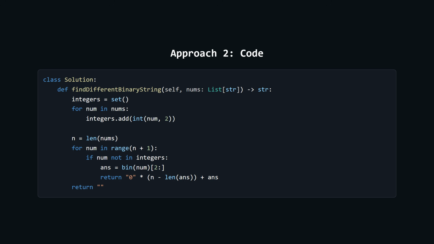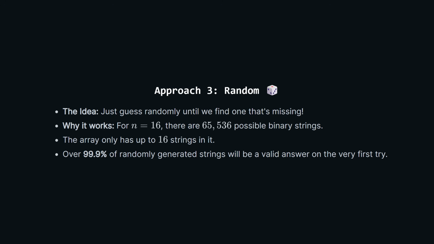Then, we just loop from 0 up to n. The moment we find a number not in our set, we convert it back to a binary string, pad it with leading zeros to make sure it's the right length, and return it. Now for a slightly wilder idea.